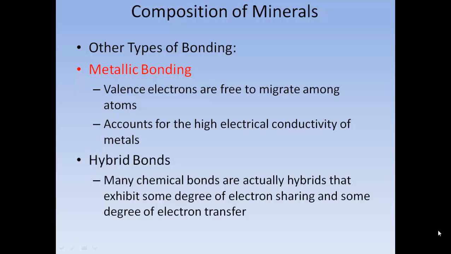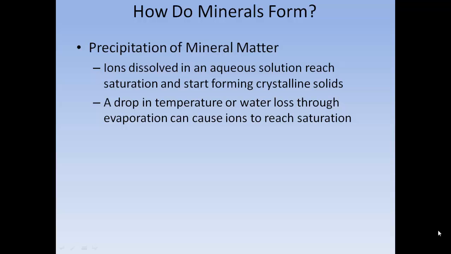Valence electrons are free to migrate amongst the atoms. This accounts for the high electrical conductivity of metals, especially copper. That's one example. Hybrid bonds. Many chemical bonds are actually hybrids. They exhibit some degree of electron sharing and some degree of electron transfer.